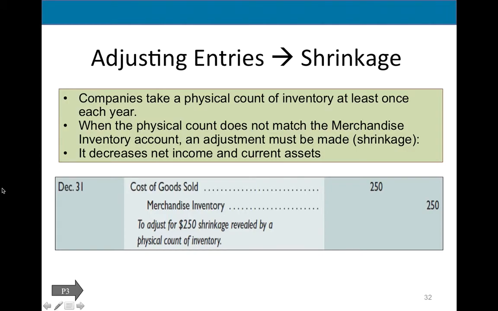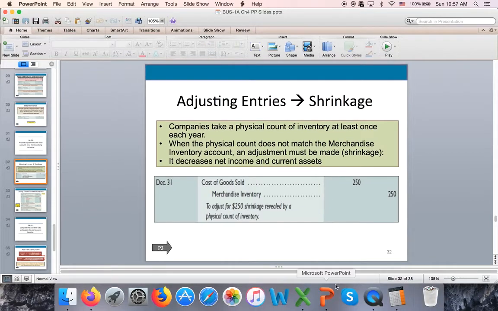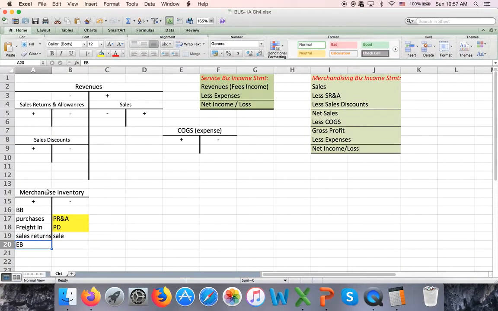But in addition to those adjustments, companies that have inventory must take a physical count at least once a year. But most companies do it more often. I worked for a manufacturing business that did inventory once a quarter. If you go to large retailers like Walmart, they're doing their inventory count all the time. At night, it's counted constantly. And so the physical count usually does not match the merchandise inventory account. So when I get to the end of the period, this ending balance is not what I physically have in the inventory.